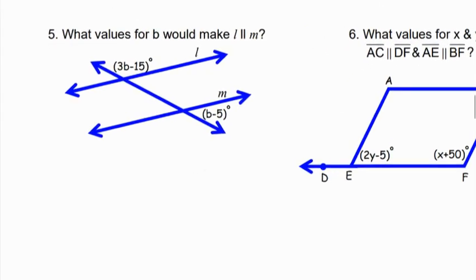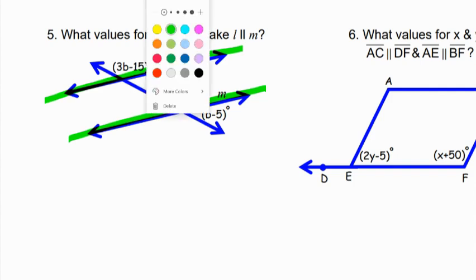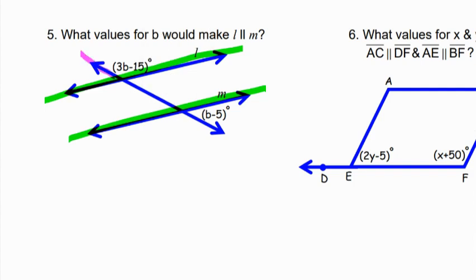So on number 5 here, we're looking at lines L and M, and we want to show what B would have to equal in order to make those lines parallel. If I'm looking at those two with our two green parallel lines, that means this line here would be our transversal. And at 3b minus 15 and b minus 5 right now, that's not one of our special relationships. They're not alternate interior, corresponding, etc. However, I do have some vertical angles here.